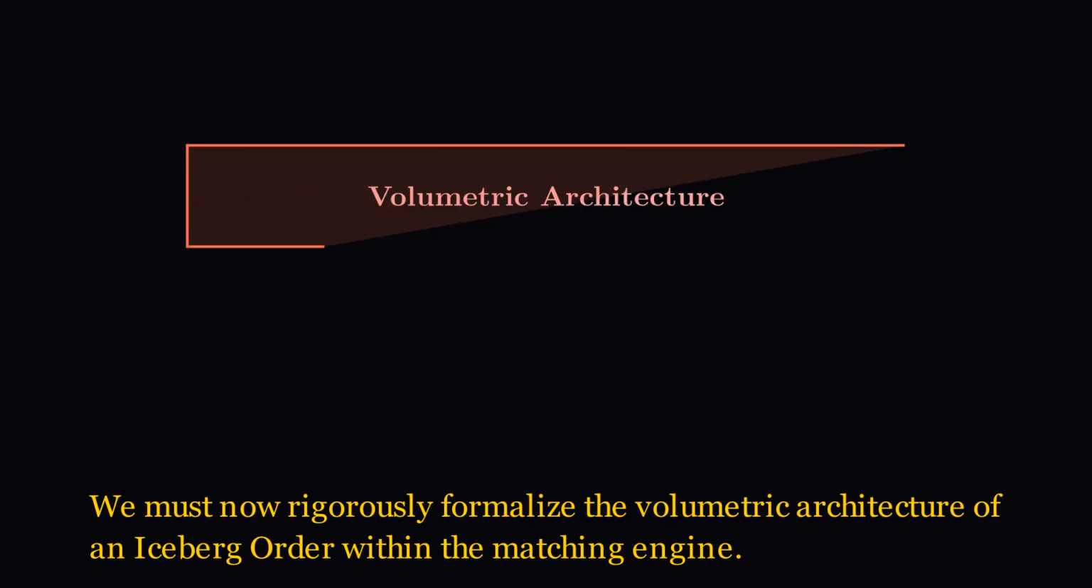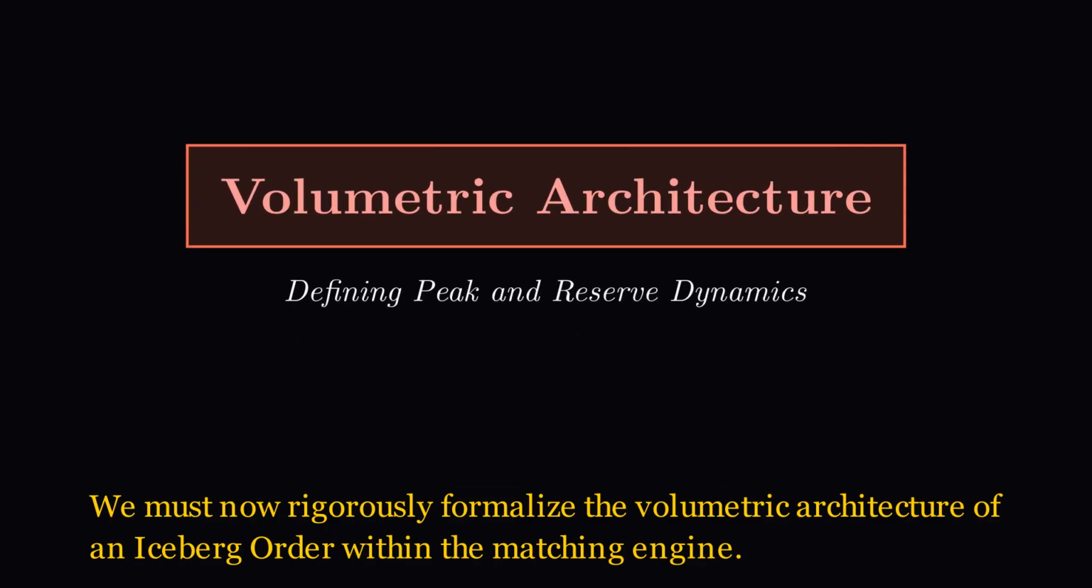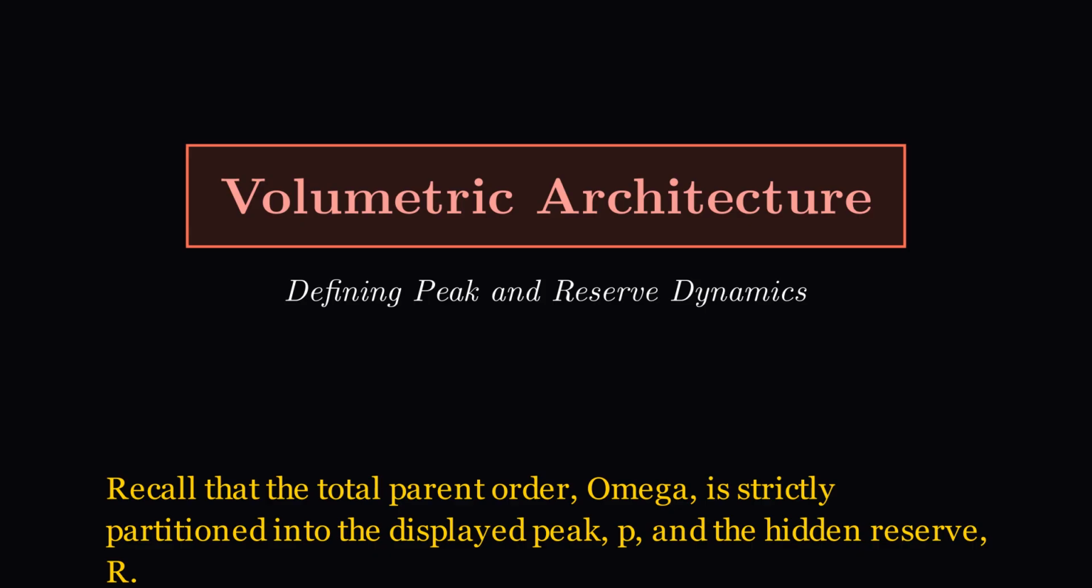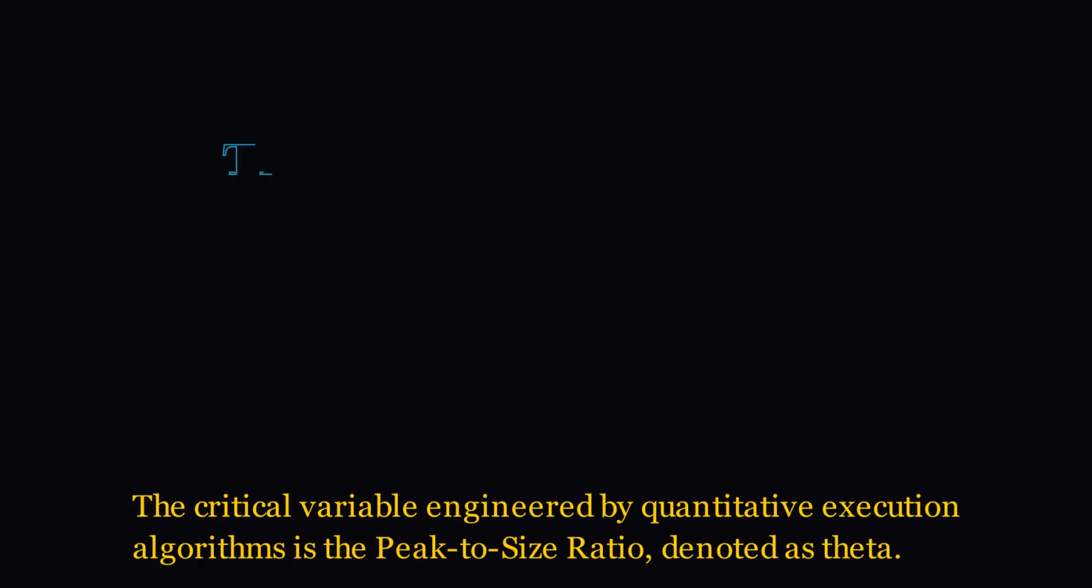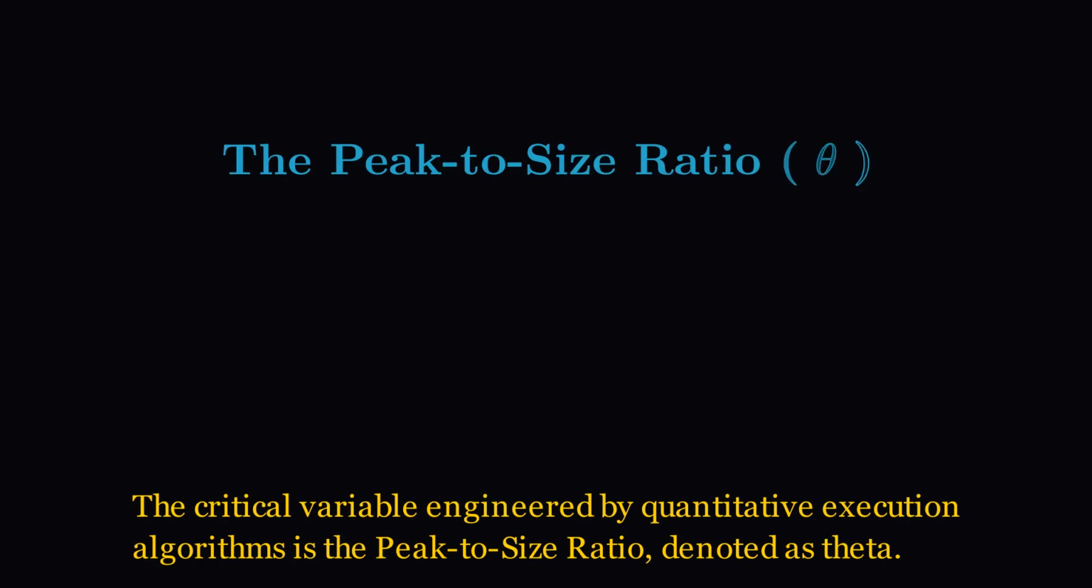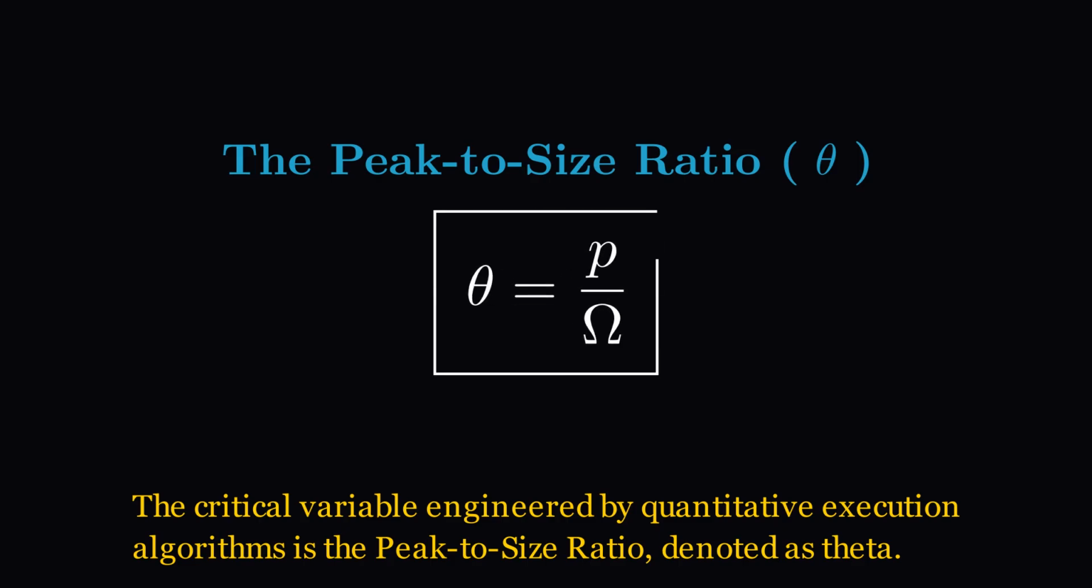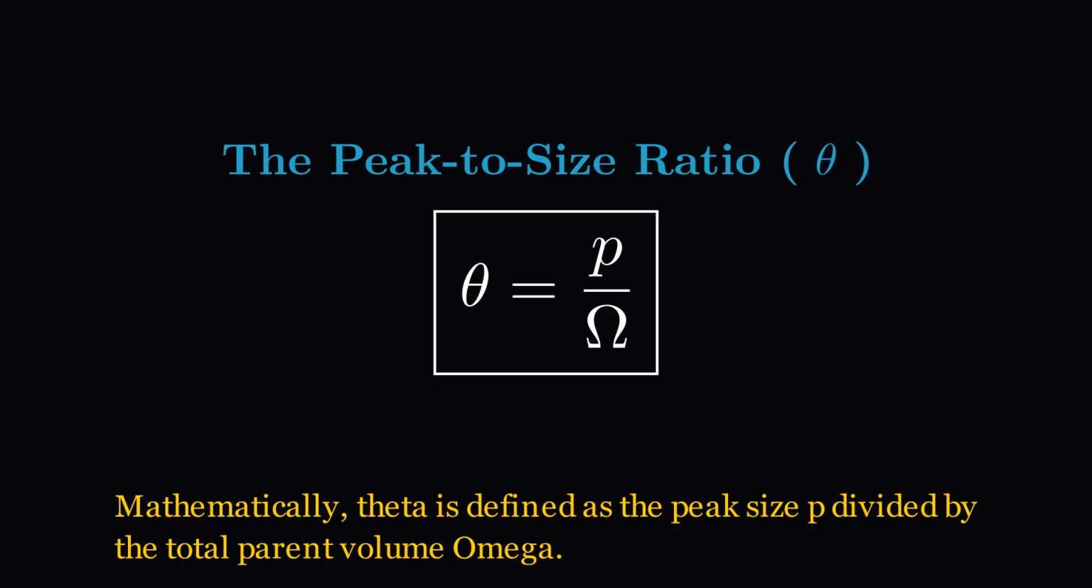We must now rigorously formalize the volumetric architecture of an iceberg order within the matching engine. Recall that the total parent order, Omega, is strictly partitioned into the displayed peak, P, and the hidden reserve, R. The critical variable engineered by quantitative execution algorithms is the peak-to-size ratio, denoted as theta. Mathematically, theta is defined as the peak size P divided by the total parent volume Omega.